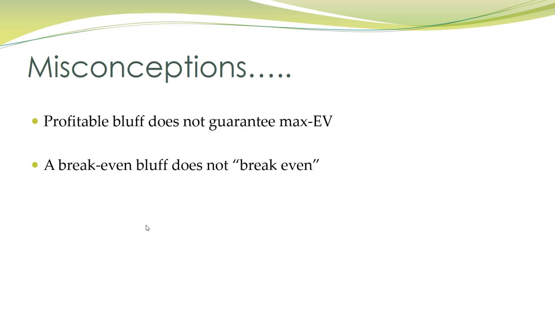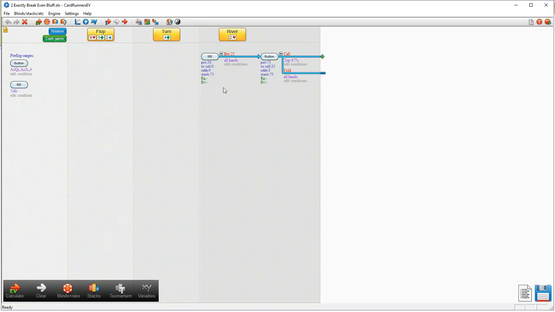Hopefully, if you've seen the video on value betting, part 2 of this series, you'll already have a pretty good understanding of this concept. A break-even bluff does not break even. If you are making a break-even bluff, it means you are losing money. You're breaking even only with respect to the current decision node, but you're actually losing money for the overall hand. So let's just go back to our first example.